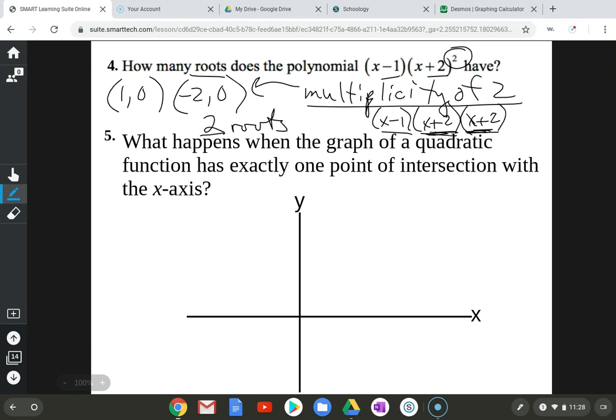What happens when the graph of the quadratic has exactly 1 point of intersection with the x-axis? When the graph has exactly 1 point of intersection with the x-axis, let's just say this is at x equals 3, then that 3 becomes a repeated root. It's your only root, and it gets repeated twice. So we would have x minus 3 squared, or x minus 3 times x minus 3. So you end up with a repeated root.